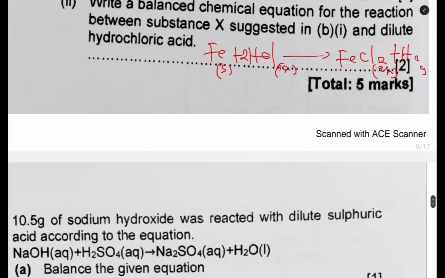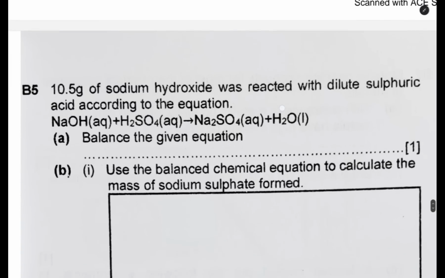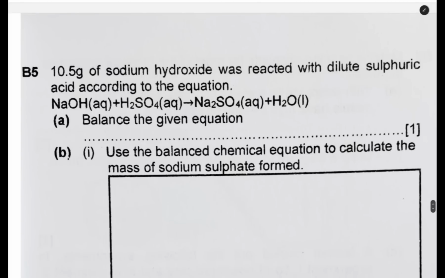Do we still have another question? At all. So that is the end of this question. Then B5, 1.5 gram of sodium hydroxide was reacted with the dilute sulfuric acid according to the equation. So you're given the equation here. We are told to balance the given equation.